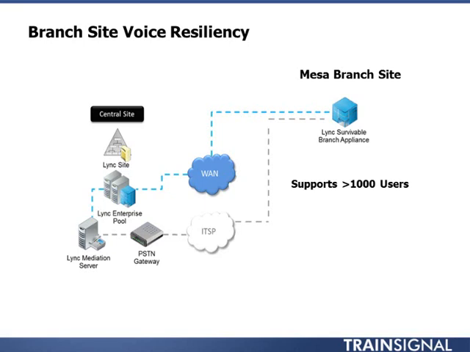Now, because your conferences are running over on the pool that you're not able to connect to across your WAN link, we would be able to dial in to gain access to the audio portion of our conference because it's our WAN link that's down, not the pool that my branch site is associated with.